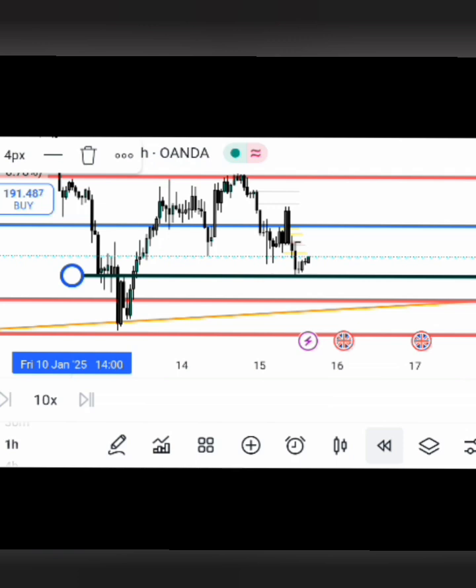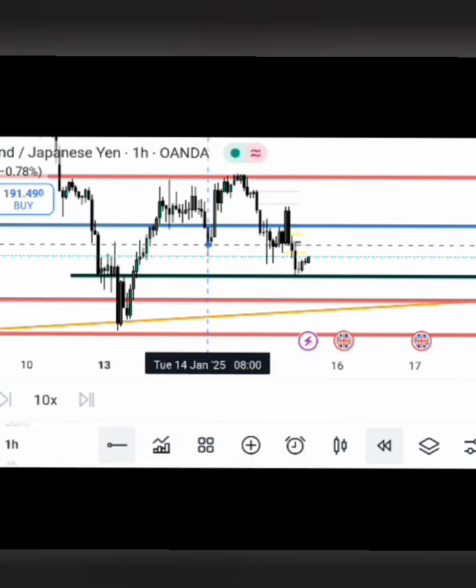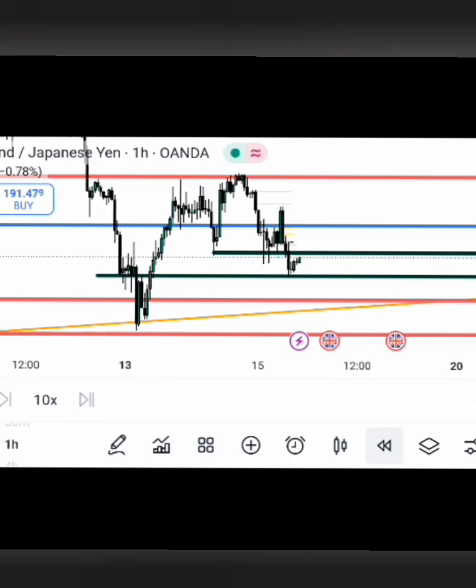Then this is another point we should take note of. This point here, take note of the point. It broke it, so you need to retest. So this could be a retest, isn't it? Yes. I hope you understand this point.